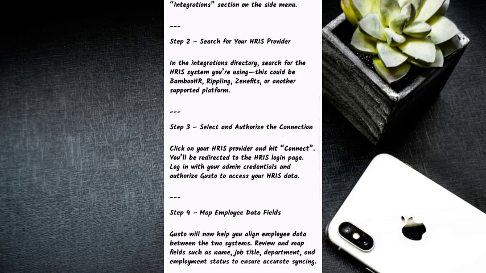Step 4, map employee data fields. Now Gusto will help you to align employee data between the two systems. You've got to review and map fields such as name, job titles, departments, and employment status to ensure accurate synchronization.